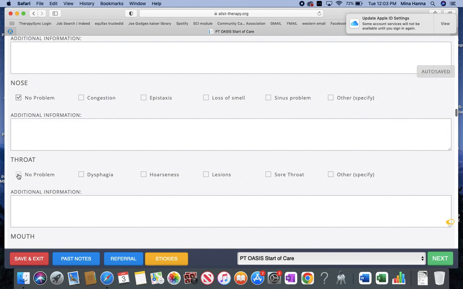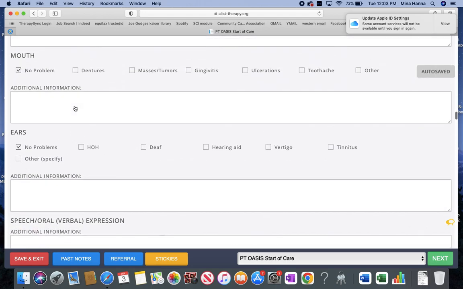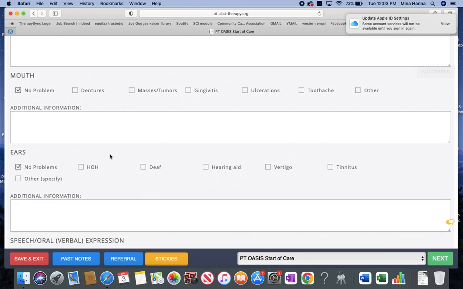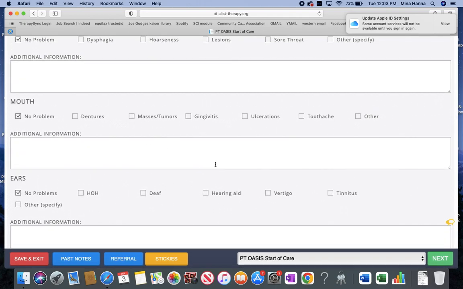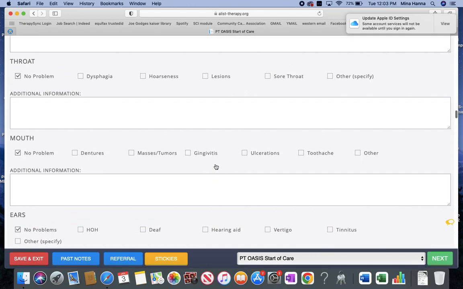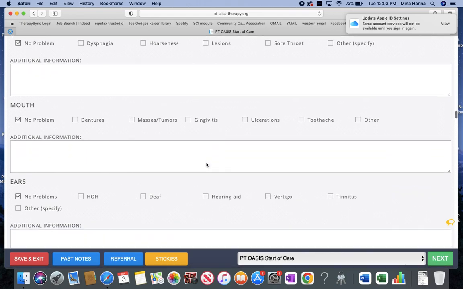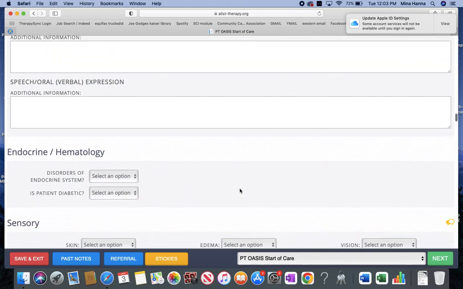Nose, no problem. Throat, no problem. Mouth, no problem. Ears, no problem. Obviously, if you notice the patient's going to complain, you can always ask them, is there any ear, nose, throat problem? And they'll let you know, oh, I have a cough, or I have this, I have that. But this stuff is just, if it's really serious, like deaf or whatnot.